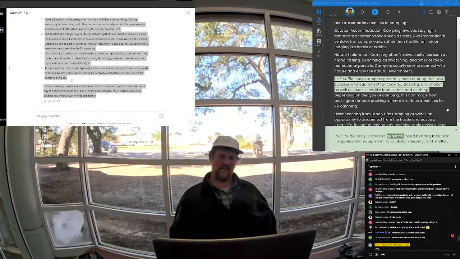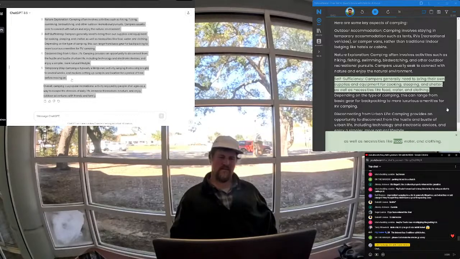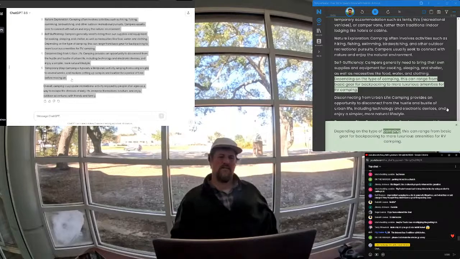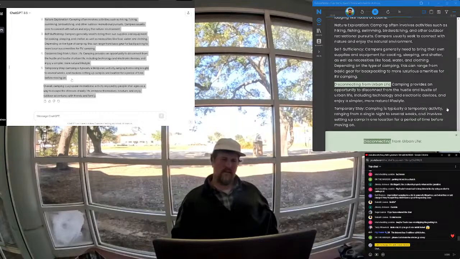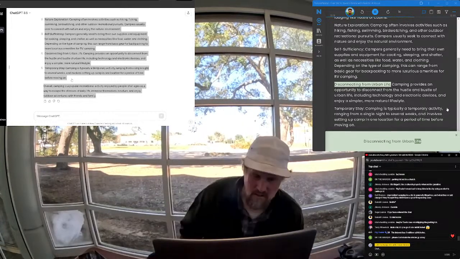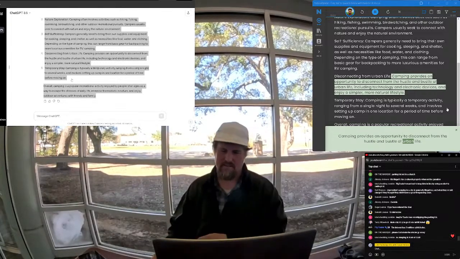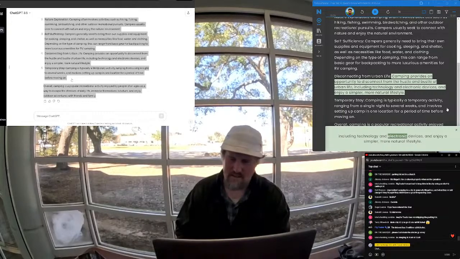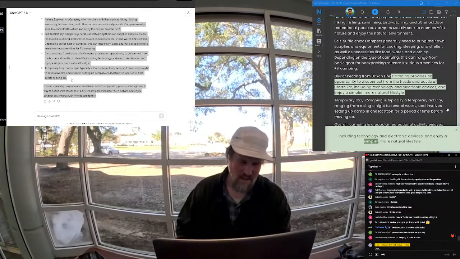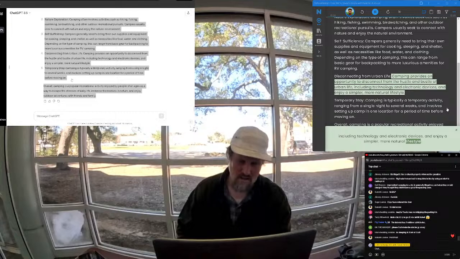Self-sufficiency. Campers generally need to bring their own supplies and equipment for cooking, sleeping, and shelter, as well as necessities like food, water, and clothing. Depending on the type of camping, this can range from basic gear for backpacking to more luxurious amenities for RV camping. Disconnecting from urban life. Camping provides an opportunity to disconnect from the hustle and bustle of urban life, including technology and electronic devices, and enjoy a simpler, more natural lifestyle.